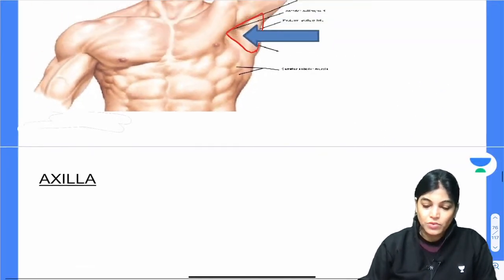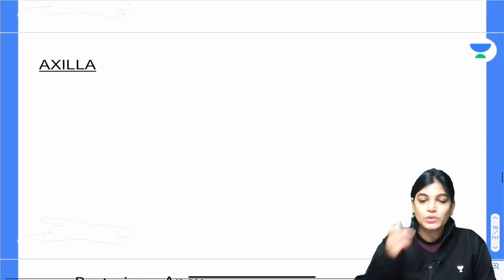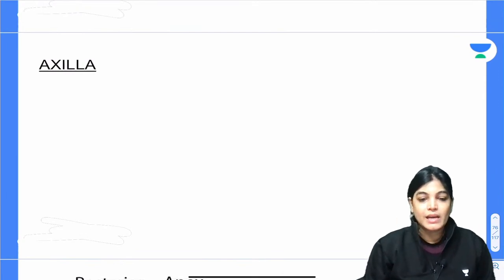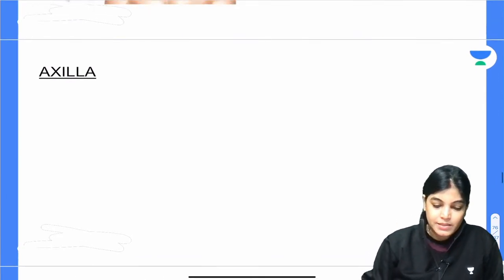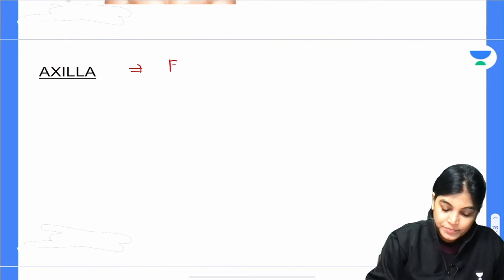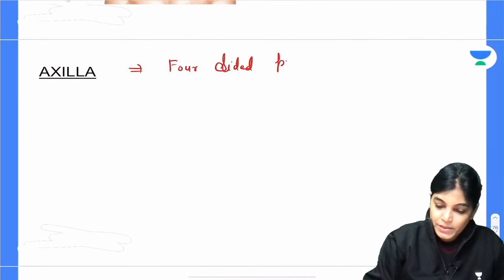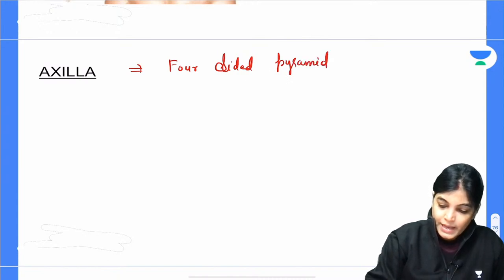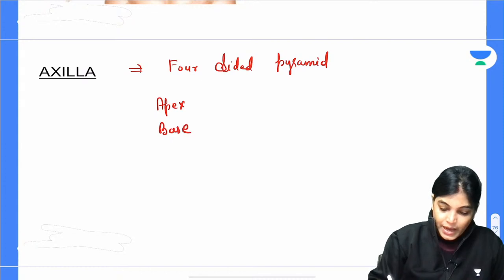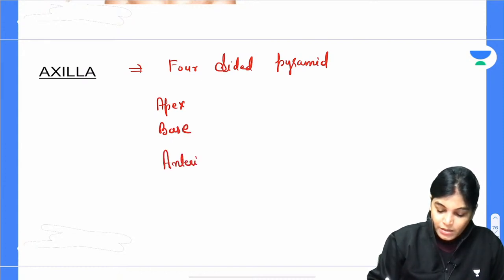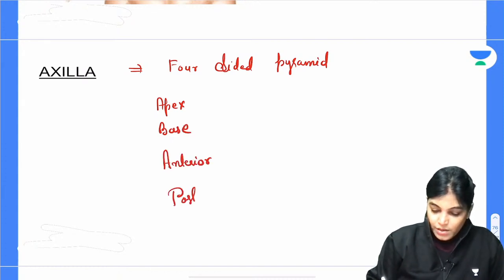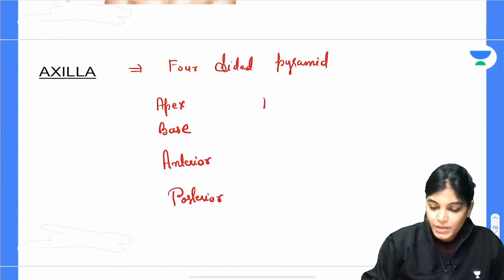And if I talk about its boundaries, it is very important to know the details. It's a four-sided pyramid, and this four-sided pyramidal structure has an apex, a base, an anterior wall, a posterior wall, a medial wall and a lateral wall.